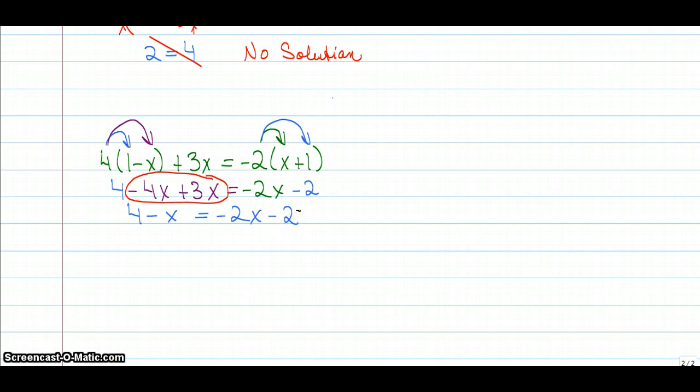Now I'm going to pick a side to put all my variables on because I have an x on either side of the equal sign. Negative 1x is larger than negative 2x, so I'm going to add 2x to both sides. But like I said before, it doesn't matter which side you choose. So I've got negative 1x plus 2x. Take the small number from the large, keep the sign of the large. So 4 plus x is equal to negative 2. Subtract 4 from both sides. So I have x is equal to negative 6.